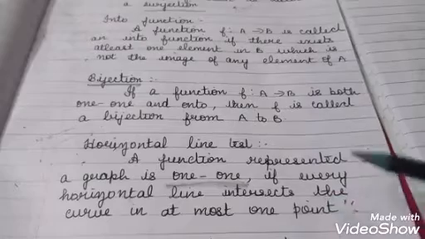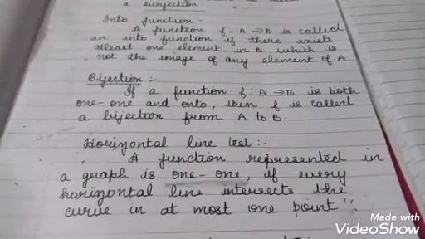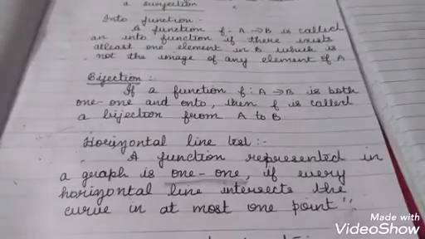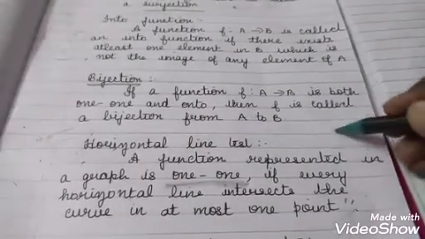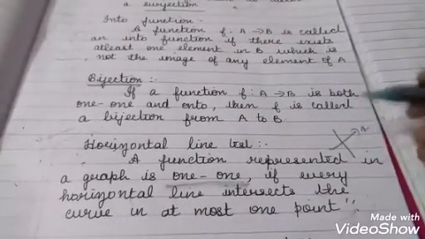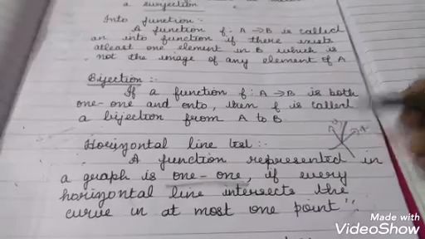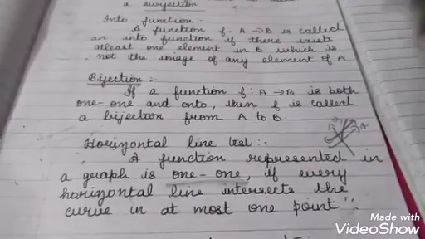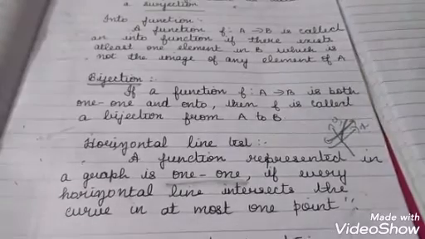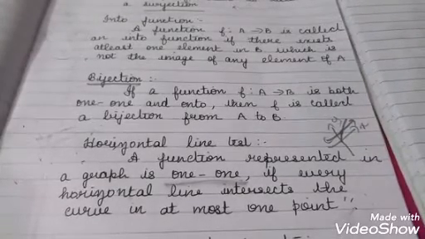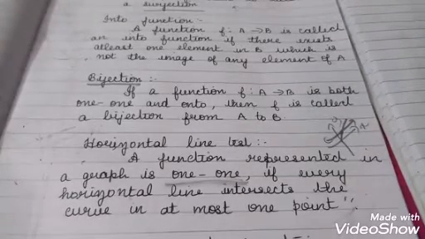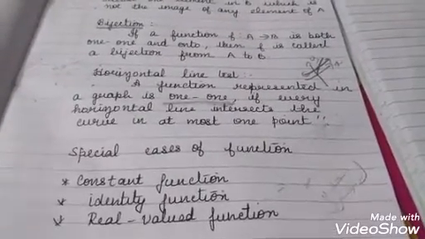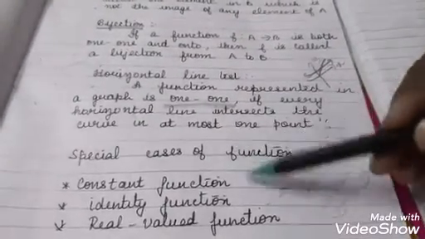Horizontal line test. So what's a horizontal line test? If I want to check whether a given function is one-to-one, we go by the horizontal line test. Suppose I have a curve like this, and I draw a horizontal line. If you see here, the horizontal line meets only at one point. If it intersects only at one point, we say the function is one-to-one. Got it?